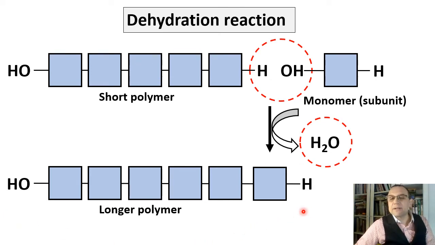Now, why does this happen? It's because monomers become ionized in an aqueous solution, like in a cytoplasm. Two hydrogens form the positively charged end of one monomer. They combine with an oxygen from the negatively charged end of another monomer, again forming water, which is released as a side product, and again joining the two monomers with a covalent bond. Here is the covalent bond formed, as you can see.